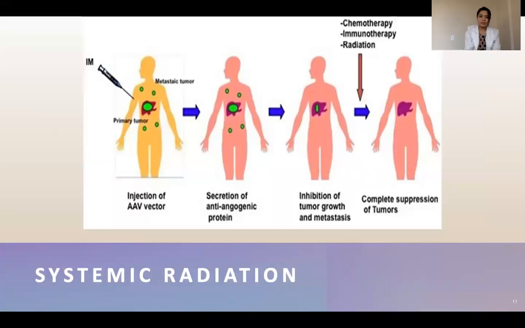Systemic radiation is when an injection is administered to the patient, and that's how the radiation reaches the tumor via the blood circulation. As you can see in this picture, an injection is being administered to the patient. The radiation then reaches the tumor via blood circulation. Once the radiation reaches the tumor, secretion of anti-angiogenic protein occurs, which then inhibits the growth of the tumor, and finally, complete suppression of the tumor occurs.